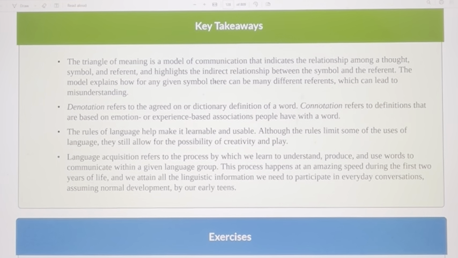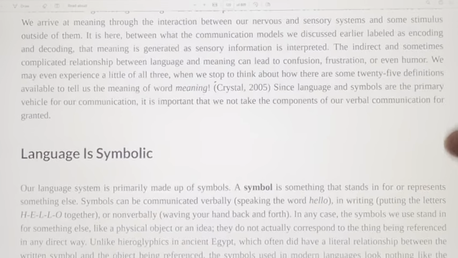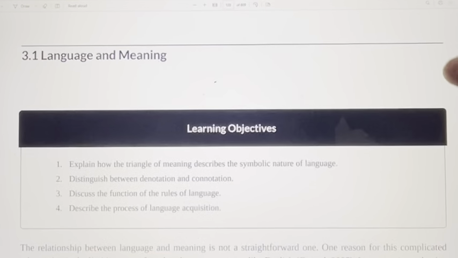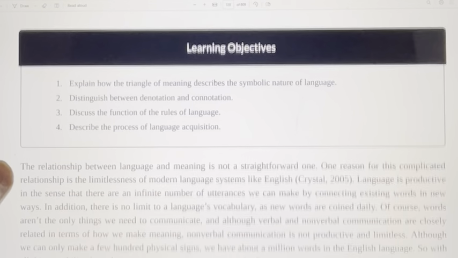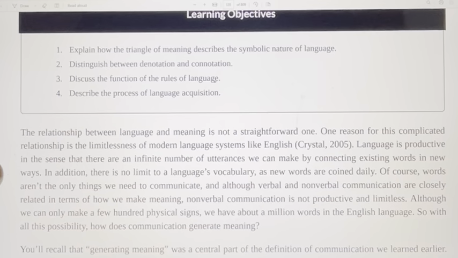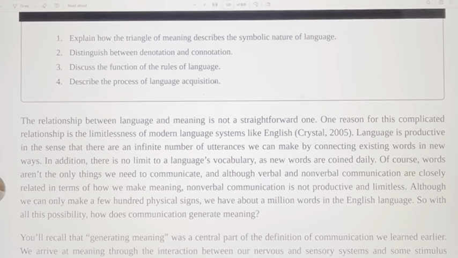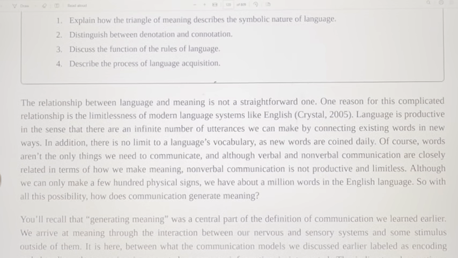This chapter goes from page 112 to page 120, so I just have to go back to page 112. And we have 3.1, Language and Meaning. Learning objectives. 1. Explain how the triangle of meaning describes the symbolic nature of language. 2. Distinguish between denotation and connotation. 3. Discuss the function of the rules of language. 4. Describe the process of language acquisition.